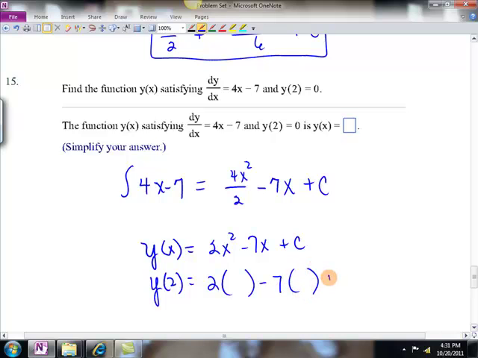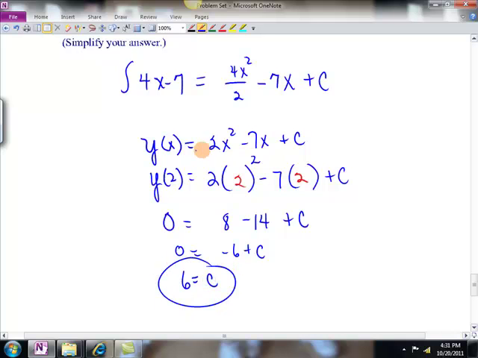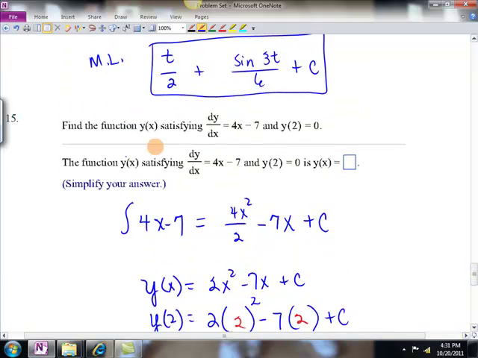I'm leaving some blanks here. So when we plug in and figure out, y of 2 is 0 equals, this was squared, so 2 times 4 is 8 minus 14 plus c. So 0 equals negative 6 plus c. Add 6. So 6 is your c value. And so when we rewrite this, we have 2x squared minus 7x plus 6. That is the function that meets all these conditions.